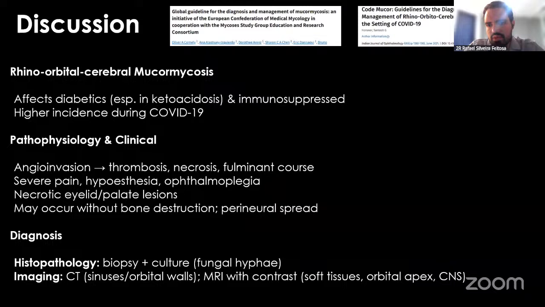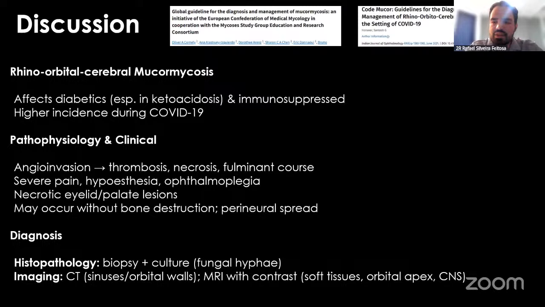So, for discussion, rhino-orbital mucormycosis is a rare but extremely aggressive fungal infection that predominantly affects diabetic patients, especially those in ketoacidosis, and immunosuppressed individuals. A higher incidence was also observed during the COVID pandemic, likely related to the widespread use of corticosteroids and uncontrolled hyperglycemia. From a pathophysiological standpoint, Mucormycosis species exhibit angioinvasion, leading to vascular thrombosis, tissue necrosis, and fulminant progression.